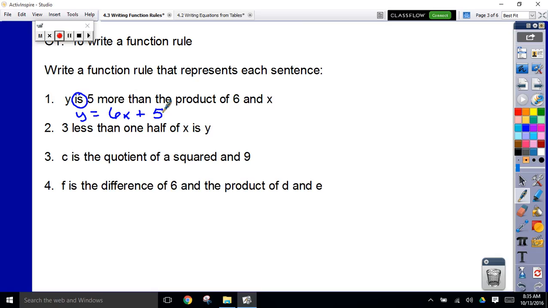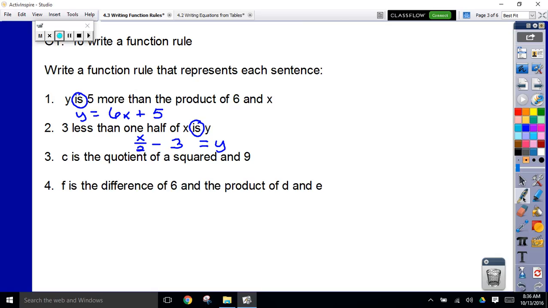Okay, number 2, we have 3 less than 1/2 of x is y. There's that word is. So I know that this is going to equal y. Volunteer to tell me what the first half of that would be. Gretchen? X over 2 minus 3. Good. X over 2 minus 3. You could also say 1/2 x minus 3. That would mean the same thing.